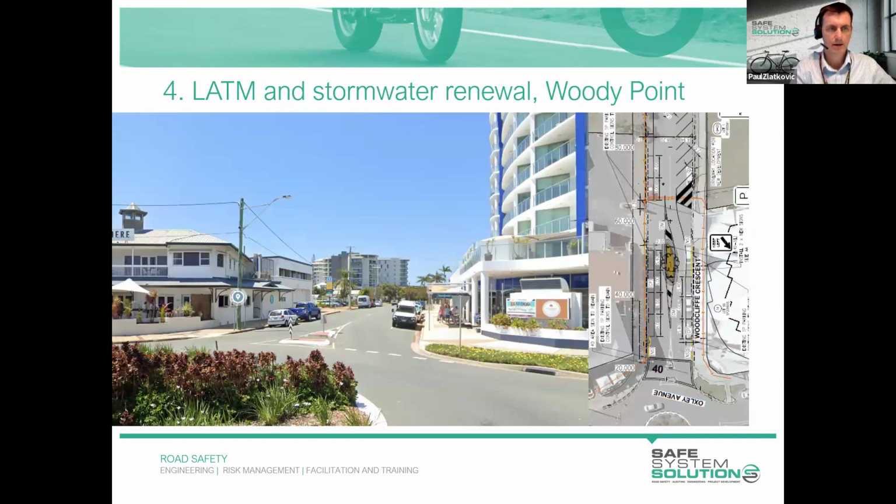This one is some LATM treatments and stormwater renewal at Wee Point. There's a pub there, a fish and chip shop on this side, and an already landscaped roundabout at the bottom of your screen. We've got some islands here with landscaping in them, and some new stormwater pipes along the road. You'll see when you get into your design set, there's a lot of PEP around there as well, so perhaps a consideration.